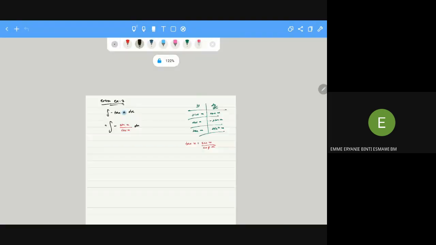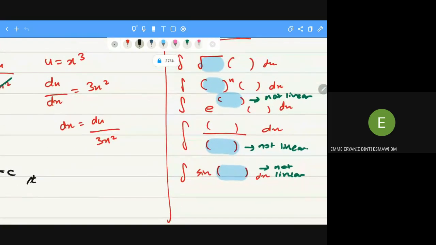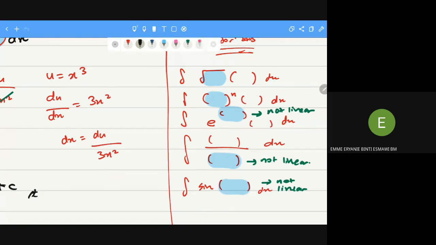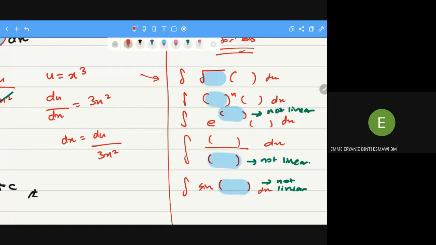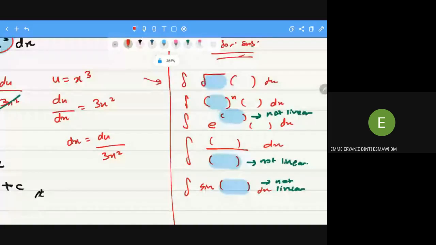Jadi, back to our tips of substitution just now. Okay, we have this 1, 2, 3, 4, 5 tips already. Okay, jadi yang first ni adalah dalam bentuk set. Tapi tangent tadi tu bukan dalam bentuk set. Okay, lepas tu kita ada bentuk yang ni. Tapi tangent tadi tu tak ada bentuk power kan. Dan kita ada bentuk yang exponent ni. Tapi tangent tadi tu, yang sin over cos tu bukan ada exponent pun. So tak boleh.